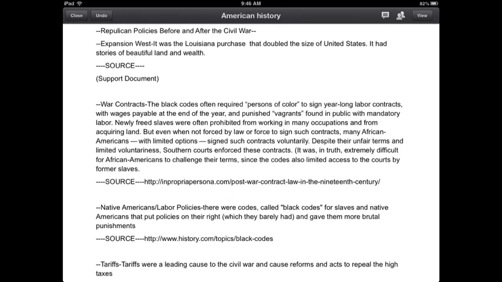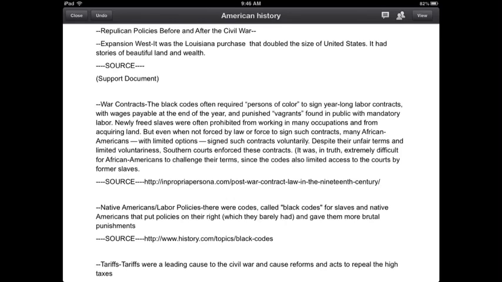Republican policies before and after the Civil War. Expansion west. It was the Louisiana Purchase that doubled the size of the United States and had stories of beautiful land and stories of wealth. War contracts. The Black Codes often required persons of color to sign a year-long labor contract, with wages payable at the end of the year, and punish vagrants found in public with mandatory labor.